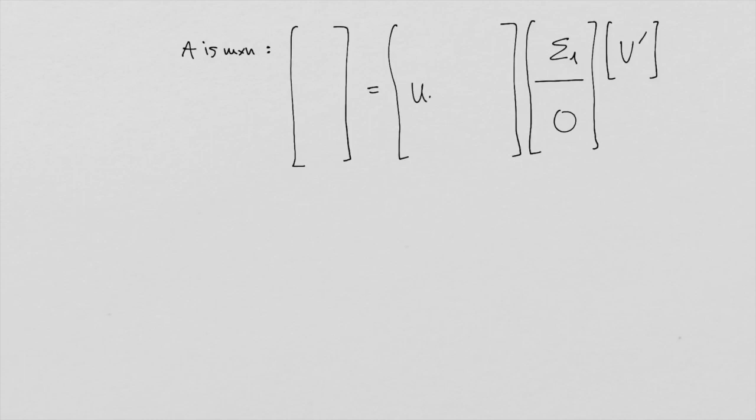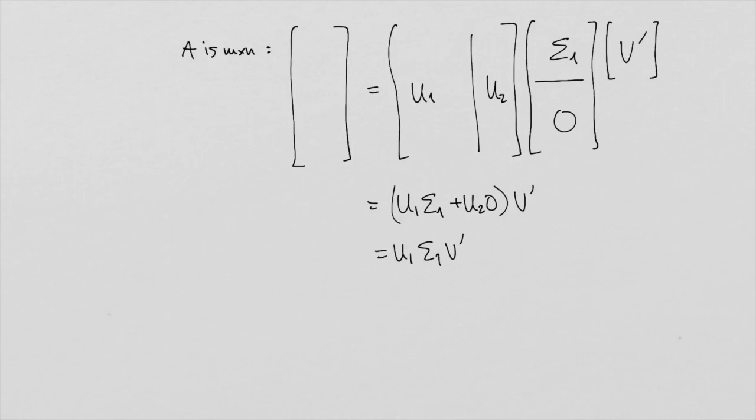We can also write U in block form as U1, U2, where U1 is the first n columns and U2 is the remaining m minus n columns. Then multiplying out this product, we get that A is also equal to U1 times sigma 1 times V transpose. In this product, U1 still has orthonormal columns, but it isn't an orthogonal matrix anymore since it isn't square. A similar analysis applies if n is greater than m, except that V is the one which is non-square in that case.